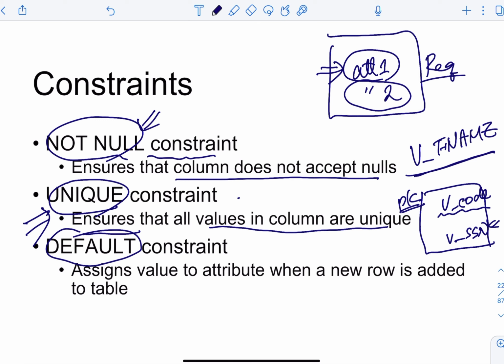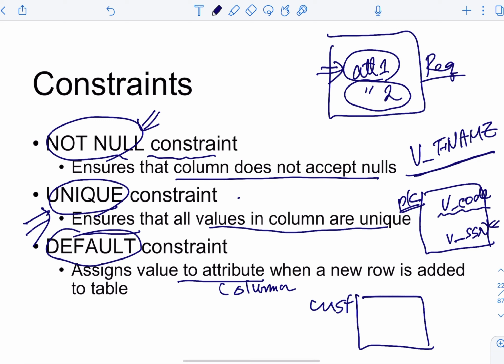Default constraint assigns a value to an attribute, or in this case a column, in your create table statements when a new row is added to the table. For example, let's say there is a customer table, and one of the customer table's columns is phone area code. And you are using this system, let's say, in Salisbury.